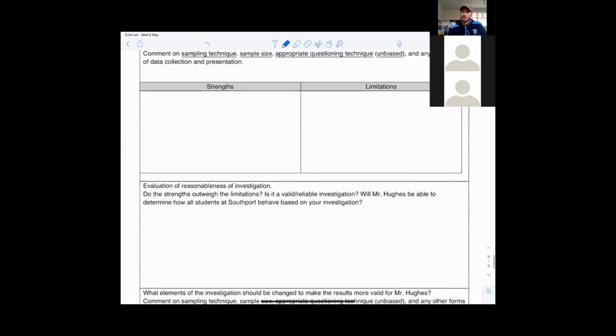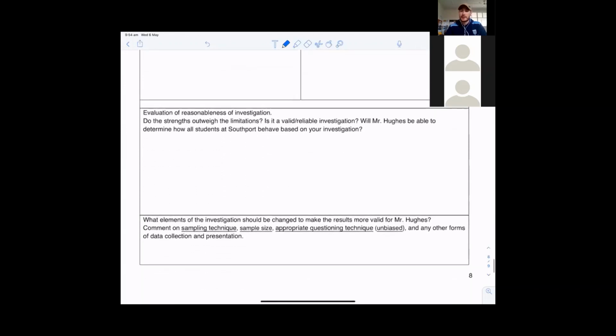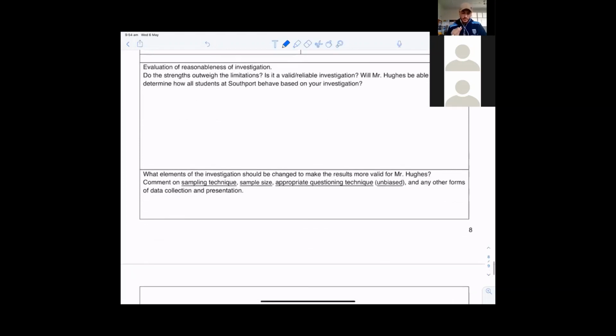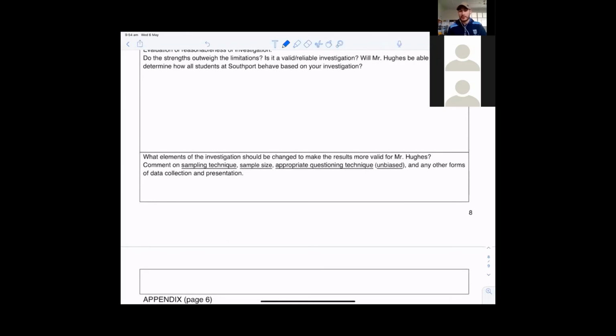And lastly, well, second last thing, is to evaluate the reasonableness. We talked about this a lot, so I'm not going to harp on about it, but refer to your strengths and limitations to make your judgment and do decide. Don't fence it. Decide, are your results reasonable or unreasonable and why? Okay. And lastly, what elements of the investigation should be changed to make it fairer? Again, refer to your limitations, but discuss why those limitations need to be changed and also how they can be changed to create a fairer survey.